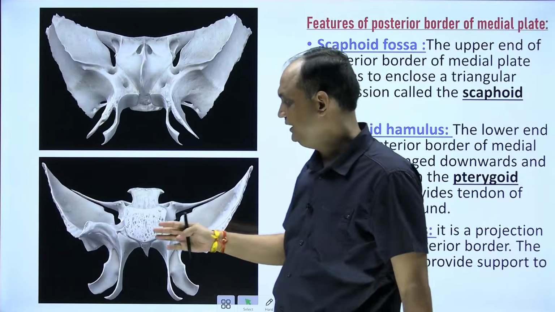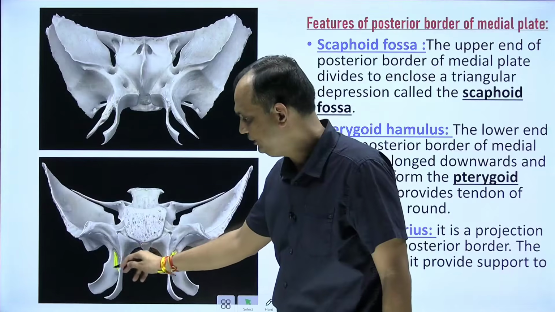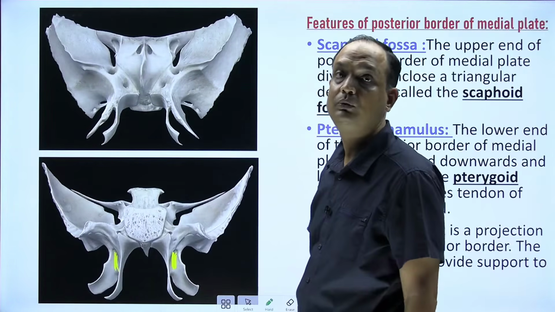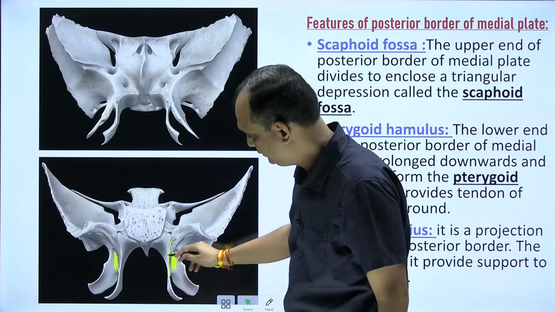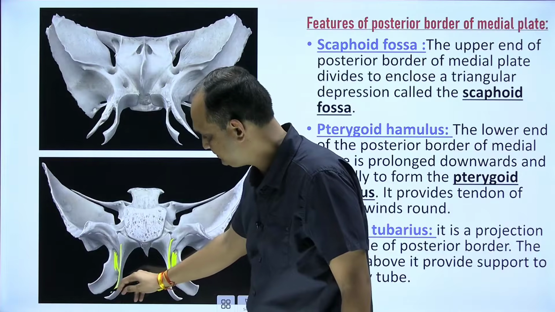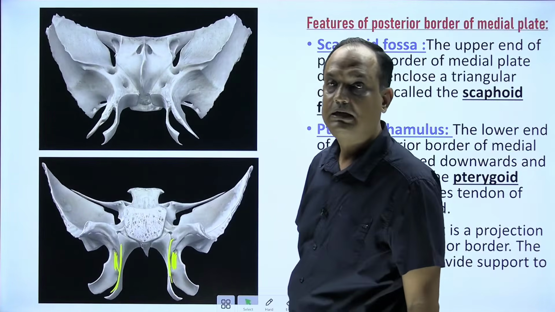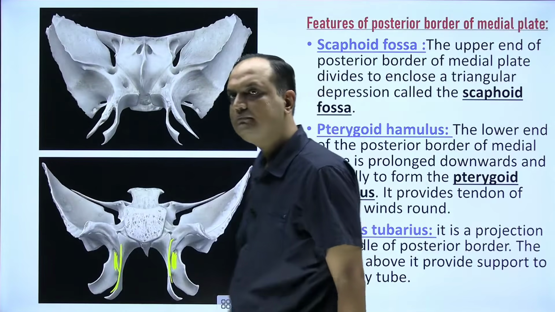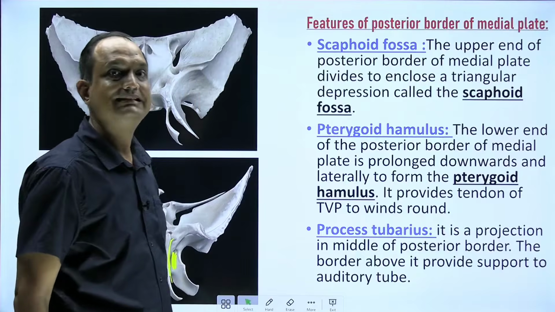In this posterior image, you can see the pterygoid fossa, which is present here between the two pterygoid plates. This is the posterior border of your medial pterygoid plate. We will see what features are present on this posterior border. Clear? So, the first feature is the scaphoid fossa. Now, what is the scaphoid fossa?